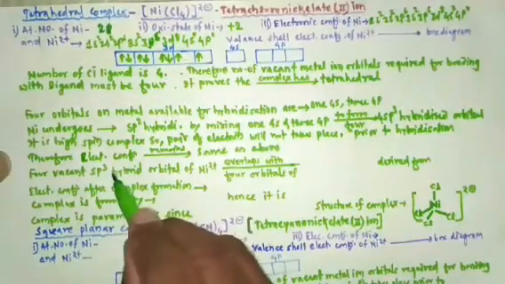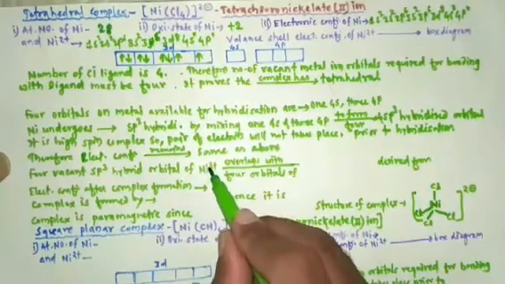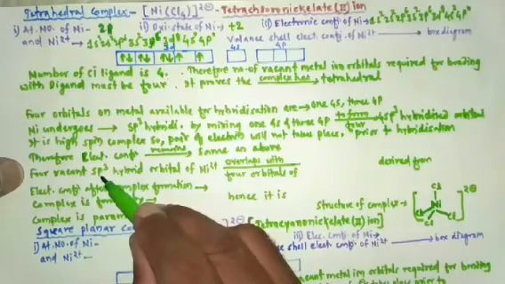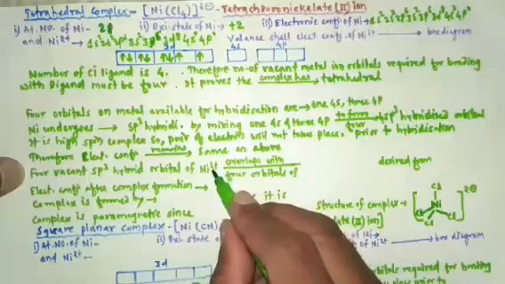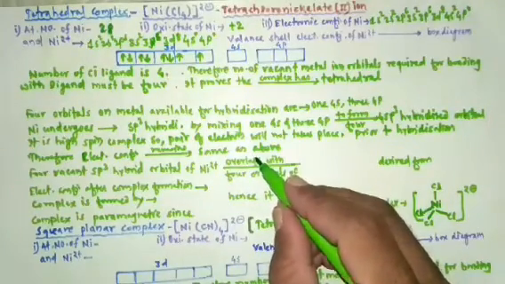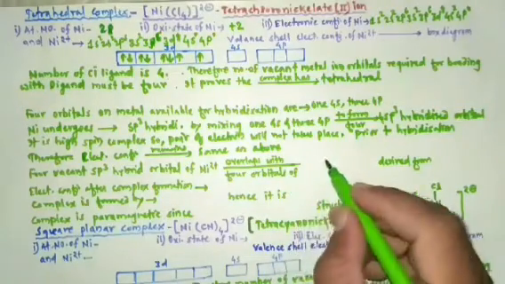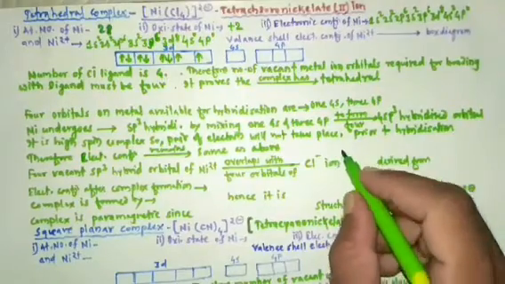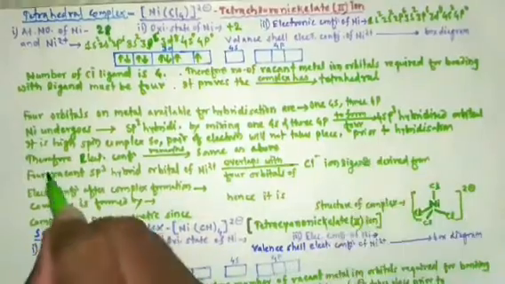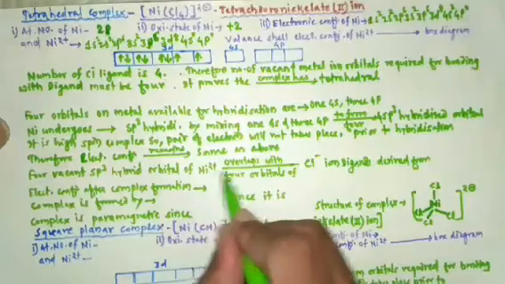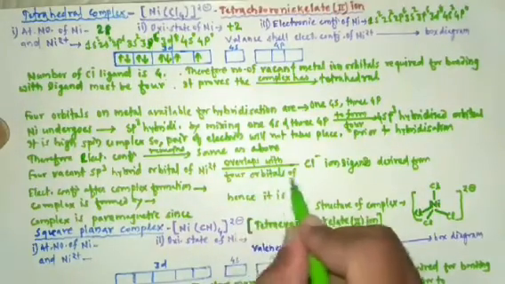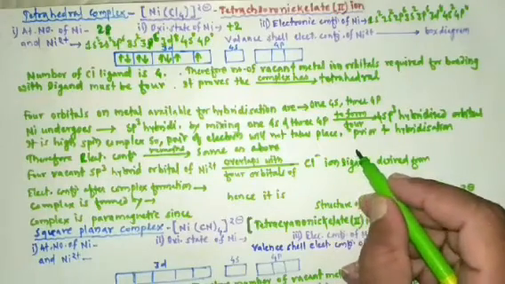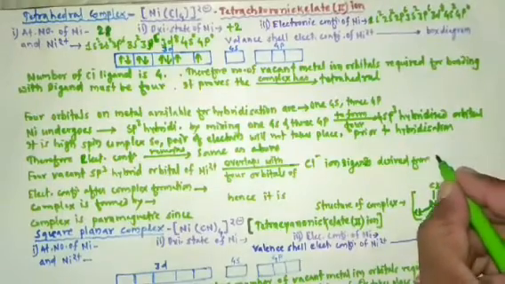So the 4 vacant sp3 hybrid orbitals of Ni2+ overlap or mix with 4 orbitals of the chloride ion ligands, and are derived from sp3 hybridization.